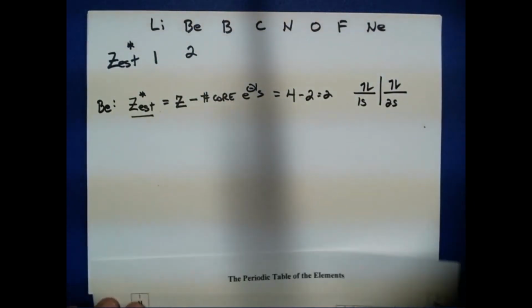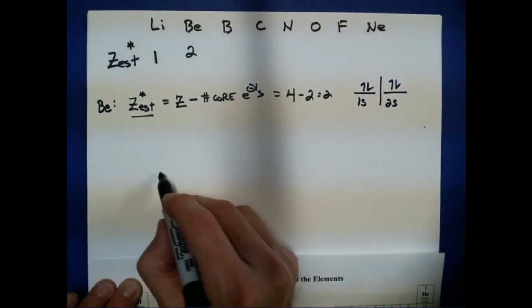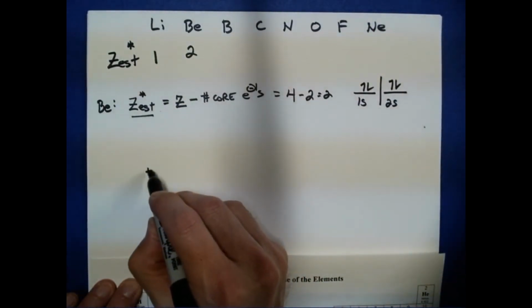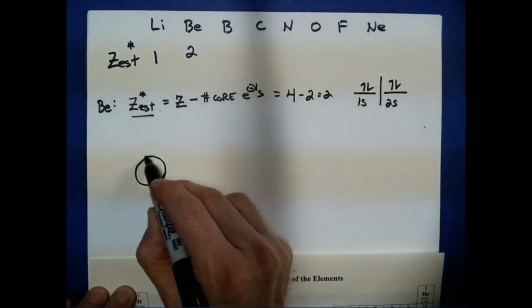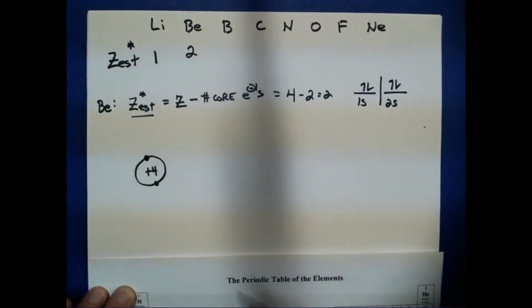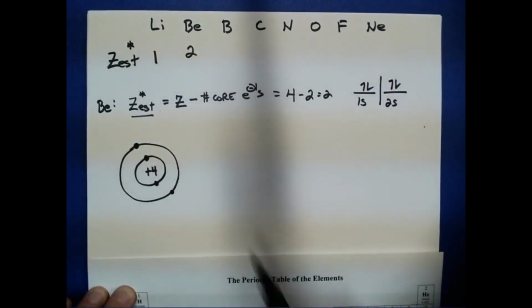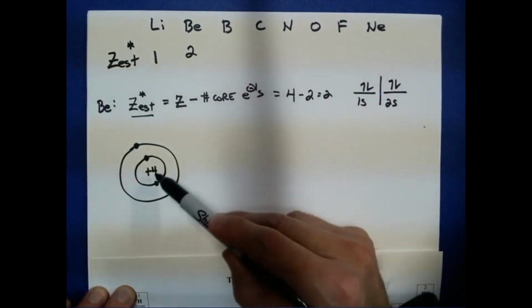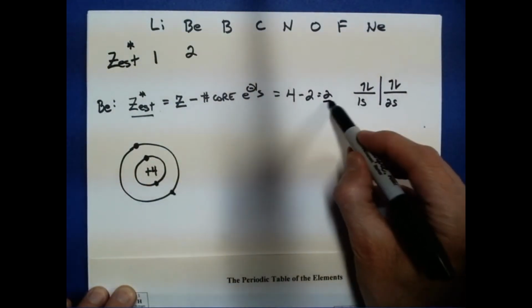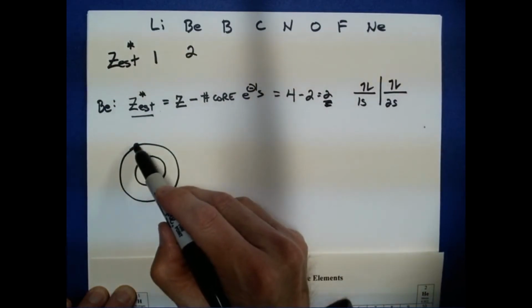So if I were to sort of draw the Bohr model for beryllium, we're going to put a positive 4 nucleus. We're going to have 2 core electrons in the first shell, and we'll also have 2 electrons in the valence shell. And this valence electron is going to experience not the full positive 4 on the beryllium nucleus, but rather it'll be more like a +2. And this electron is the same way.